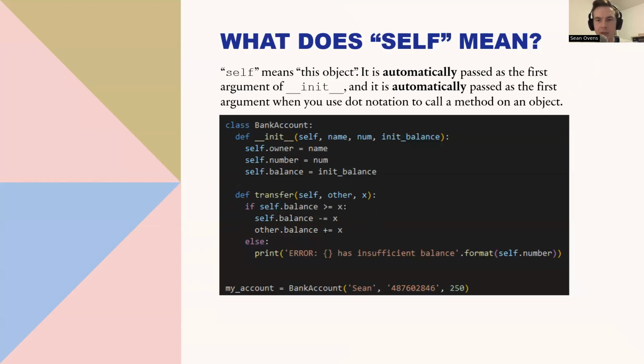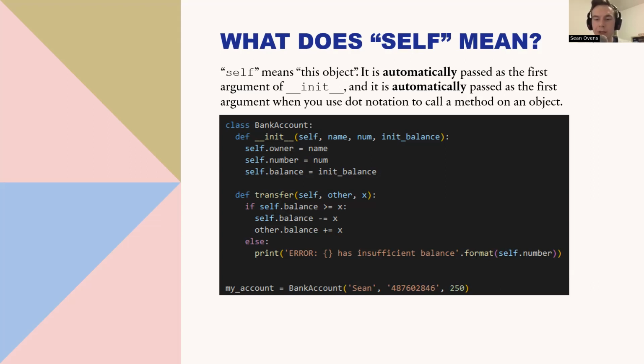Perfect. So I've avoided it for long enough. What does this self mean, actually? So we've already seen it in a few different places of our code. What self means is this particular object. Okay? The self variable is automatically passed as the first argument of the init method, and it is automatically passed as the first argument when we use dot notation to call a method on an object.